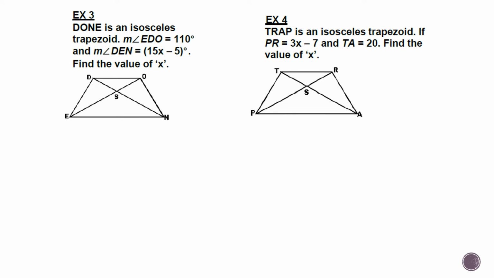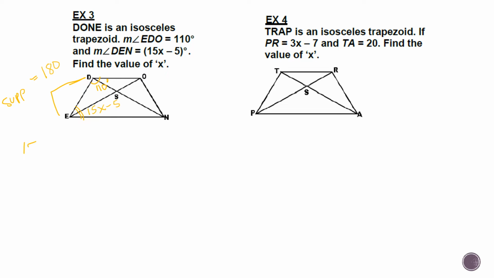All right, in example 3, DONE is an isosceles trapezoid where the measure of angle EDO, so this measure right here, is going to be 110 degrees, and the measure of angle DEN, so this angle right here, is going to be 15x minus 5. So similarly to example 1, these are going to be supplementary because they're on the same side of that trapezoid. So when they're on the legs, since I have parallel sides on top and bottom here, these are going to be supplementary, meaning they equal 180.